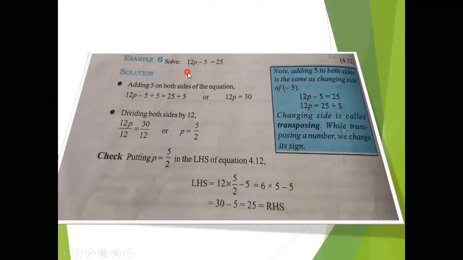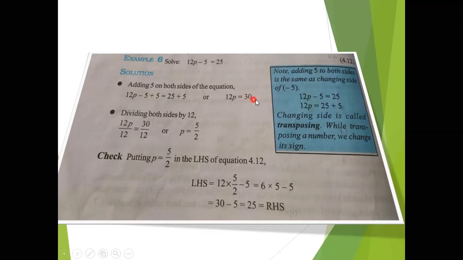Now one more example, 12p minus 5 equals 25. So here minus 5 is there. So what should you do? You should add plus 5 on both sides. So when you add plus 5 on both sides, what will it become? 12p minus 5 plus 5 equals 25 plus 5. So minus 5 plus 5 will get cancelled, whereas 12p equals 25 plus 5, which gives us 30. 12p equals 30, you will get.